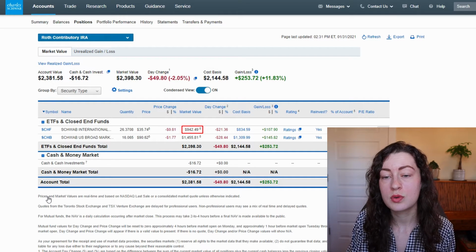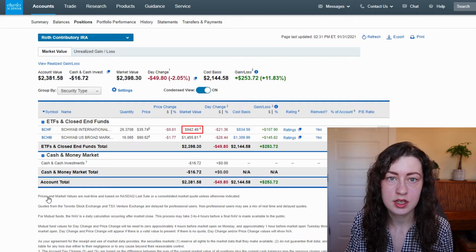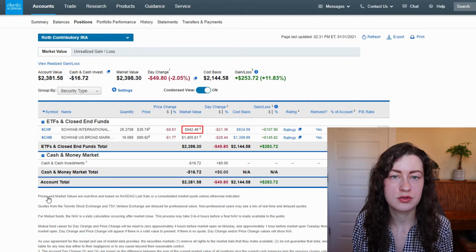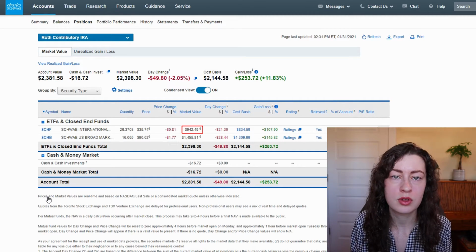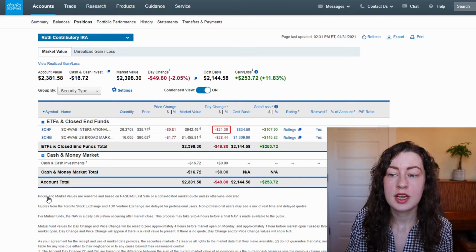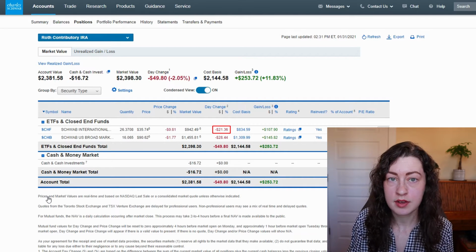The market value, which is just the quantity times the price. So that's of all the different shares, what's your total ownership? What's the value of all those shares put together? Next, we have the day change. So that's just the recent change of the market value.